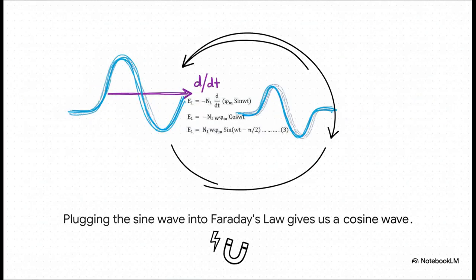So what happens when we take that sine wave for the flux and plug it back into Faraday's law? Well, remember, that law is all about the rate of change. And a little bit of calculus tells us something really neat. The rate of change of a sine wave is a cosine wave. You don't have to be a math whiz here. Just remember that result, because it's absolutely crucial for what's coming next.